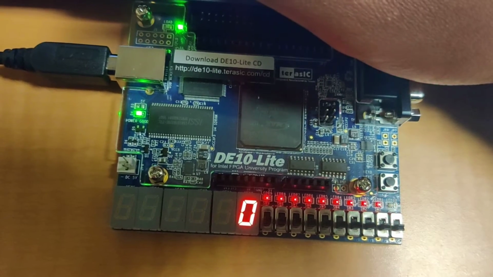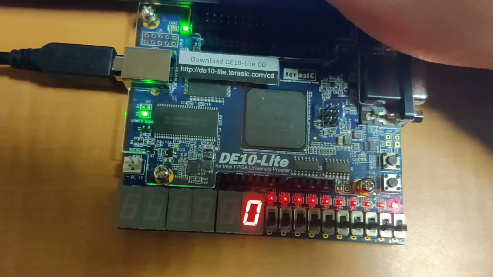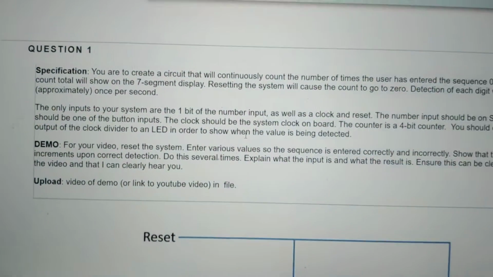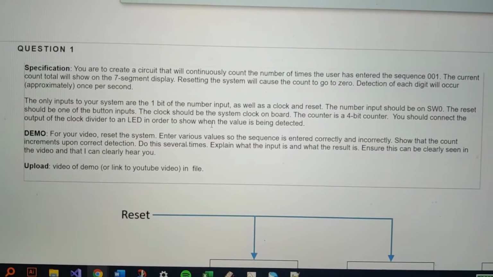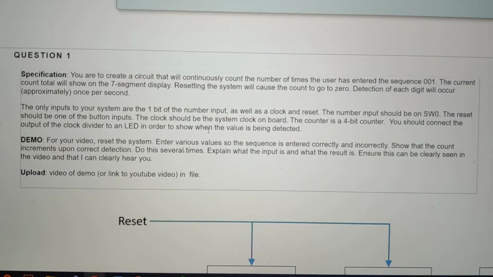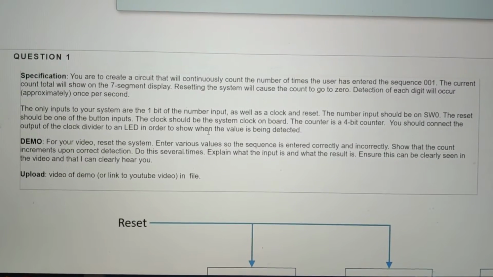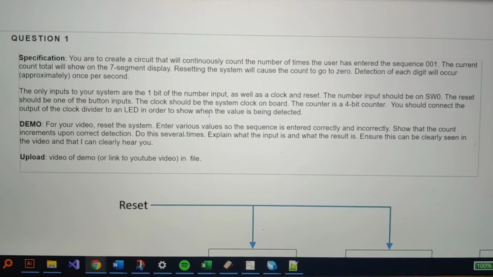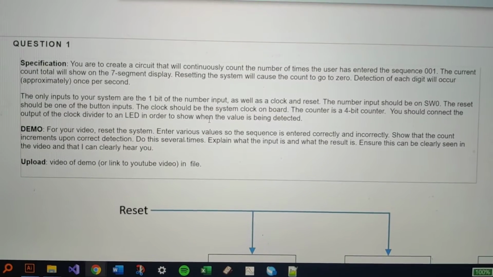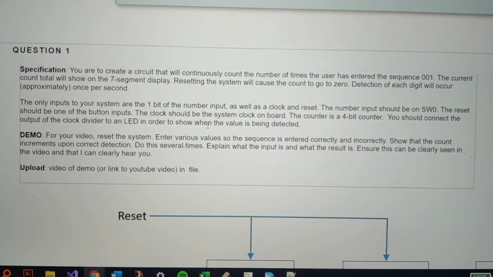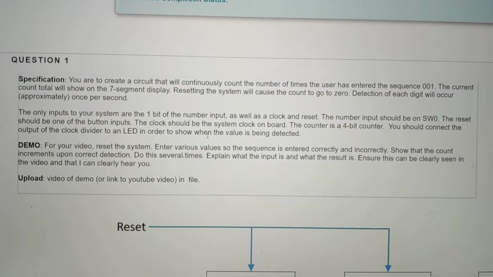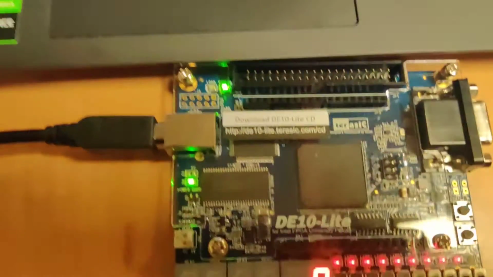So I'm going to go through the simulation request. First, for the demo, we want to reset the system, which we have already done, and then we want to enter various values so the sequence is entered correctly and incorrectly. Ensure that the count increments upon correct detection. Do this several times and explain what the input is and what the result is.